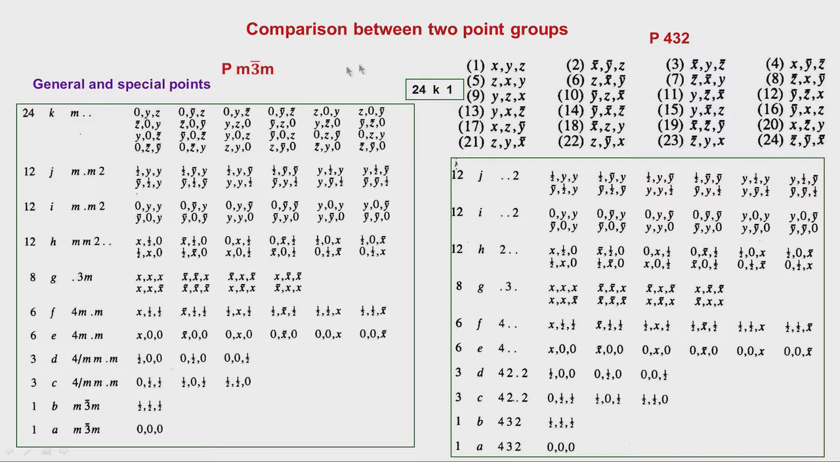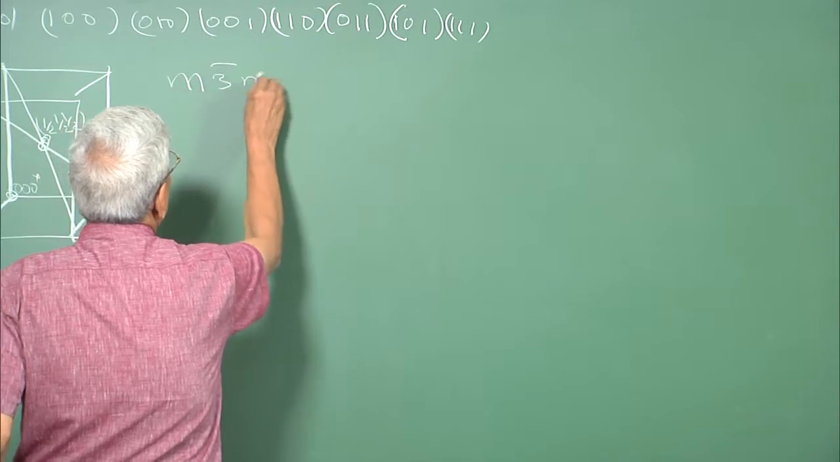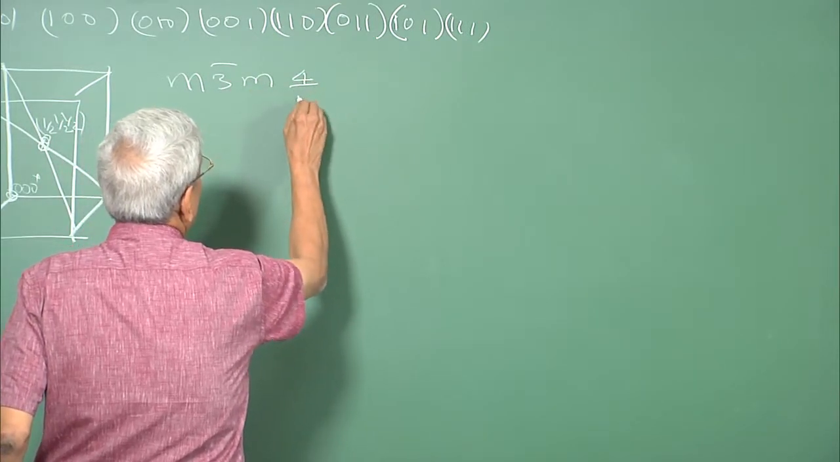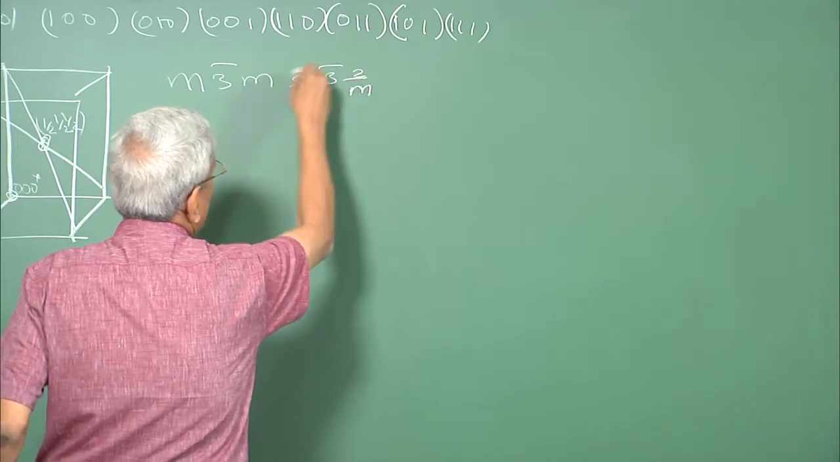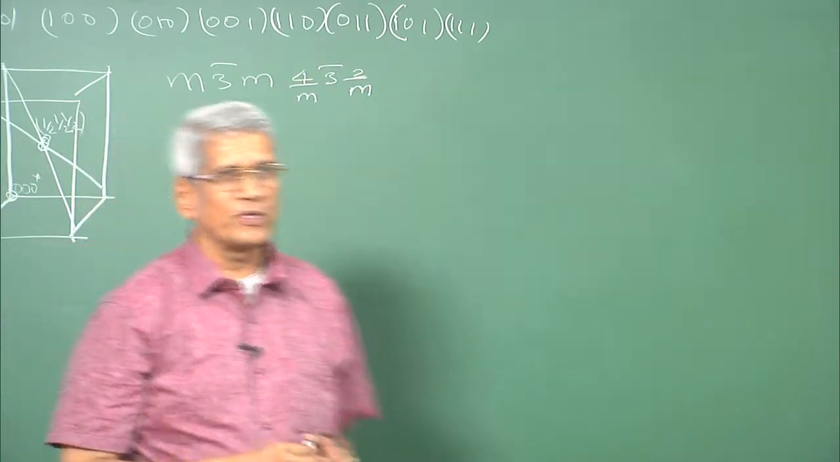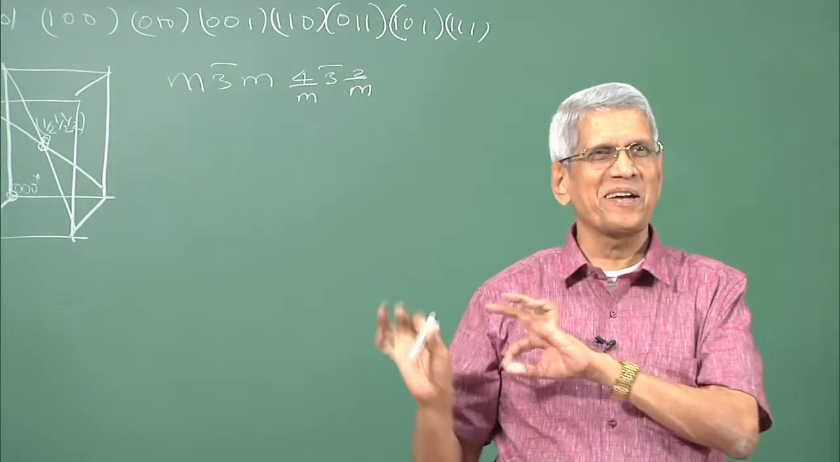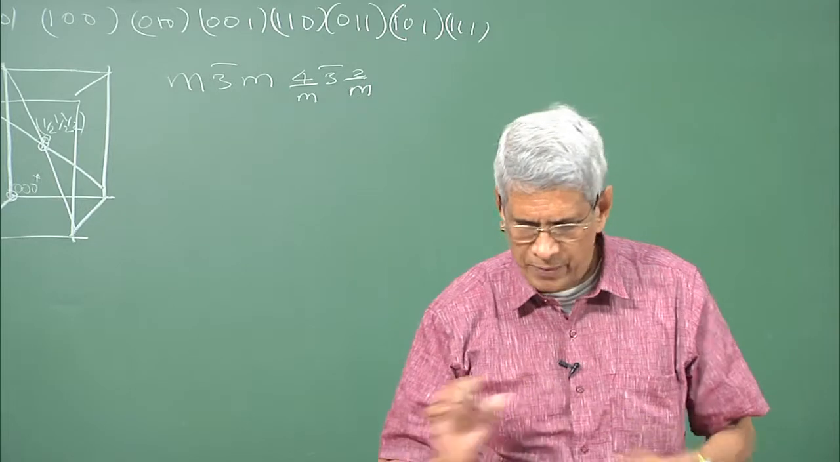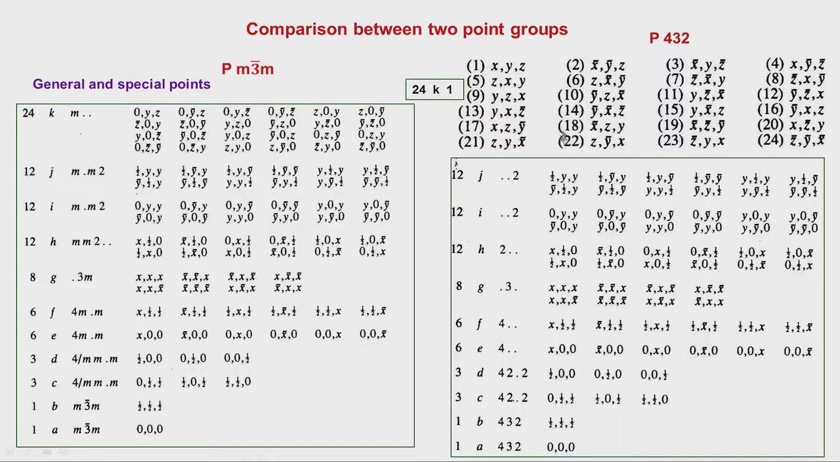What does m3̄m mean? The actual symmetry elements are 4/m, 3̄, 2/m. This is the full symmetry element which is associated. You should remember all these also, because what is given is a convention, a shorthand notation. Is this clear?